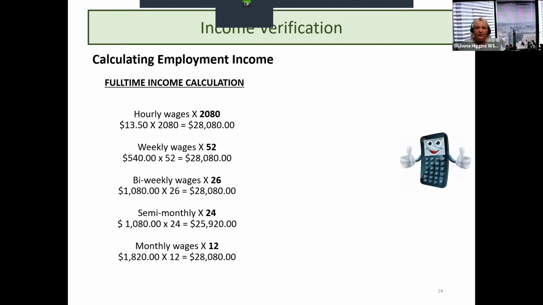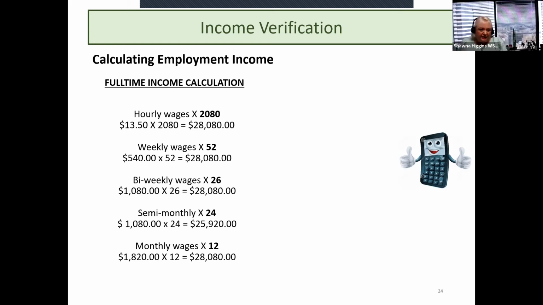If they get paid weekly, you're going to take their weekly wage and multiply it by 52, as there are 52 weeks in a year. So for instance, this person makes 540 a week times 52 equals 28,080. And someone who gets paid bi-weekly, meaning every other week, has 26 pay cycles. So you're going to take their bi-weekly wage of 1,080 times 26, which comes to 28,080.